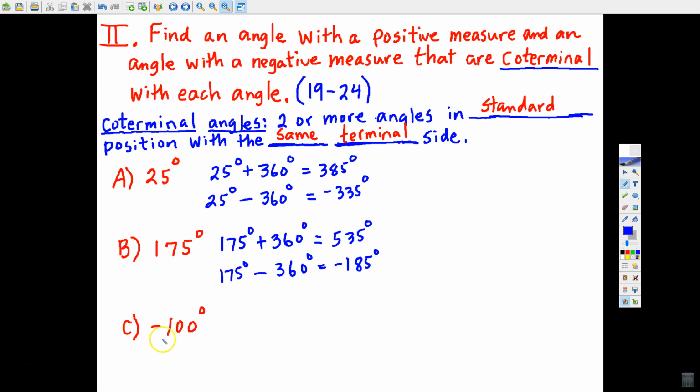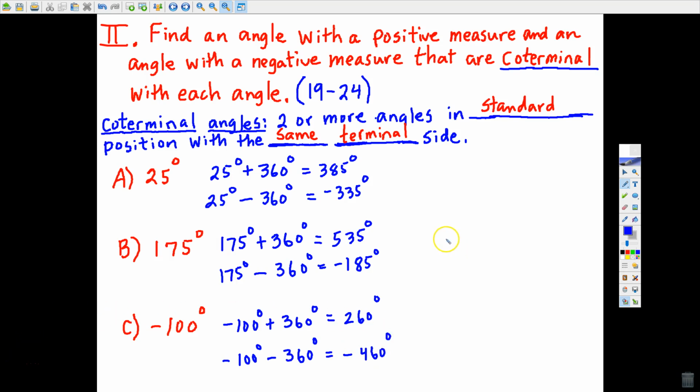All right, so let's see about negative 100 degrees. Okay, the angle that's coterminal to it, if you start here and you go one circle all the way around, that's like adding 360. This would be the positive direction. That's obviously 260 degrees. And if you started at negative 100 degrees and you go all the way around in the negative direction, that will give you a coterminal angle with the negative measure, and that's negative 460 degrees.